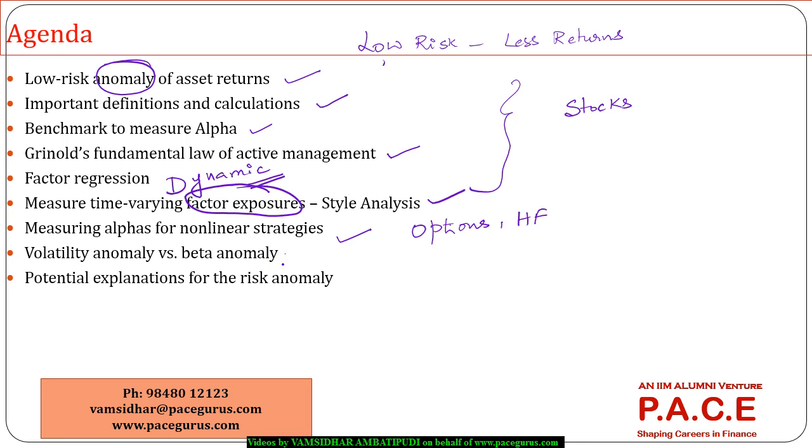Then two important anomalies that are cropping up which we really need to understand, one relating to the volatility and the other one relating to the beta. So we'll talk about those anomalies as well. And to explain the risk anomaly, we have different kinds of explanations. We will try to see how we can explain the risk anomaly that is coming up. Alright, so let's get into the session.